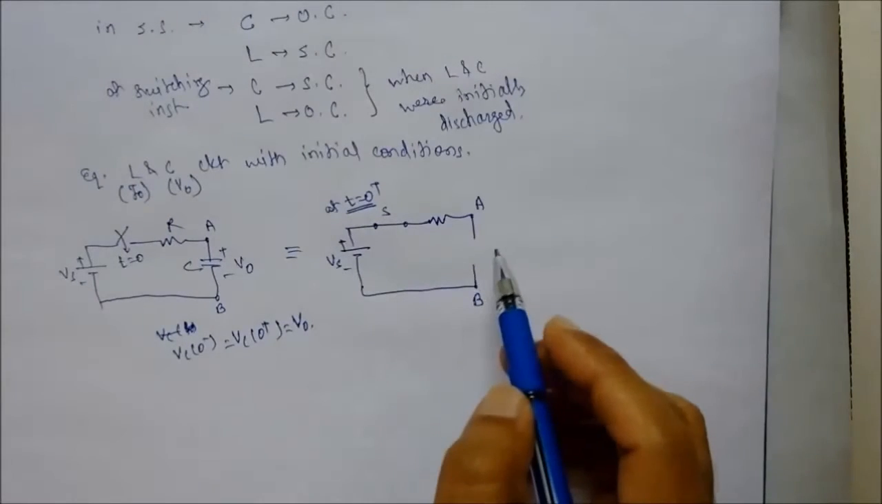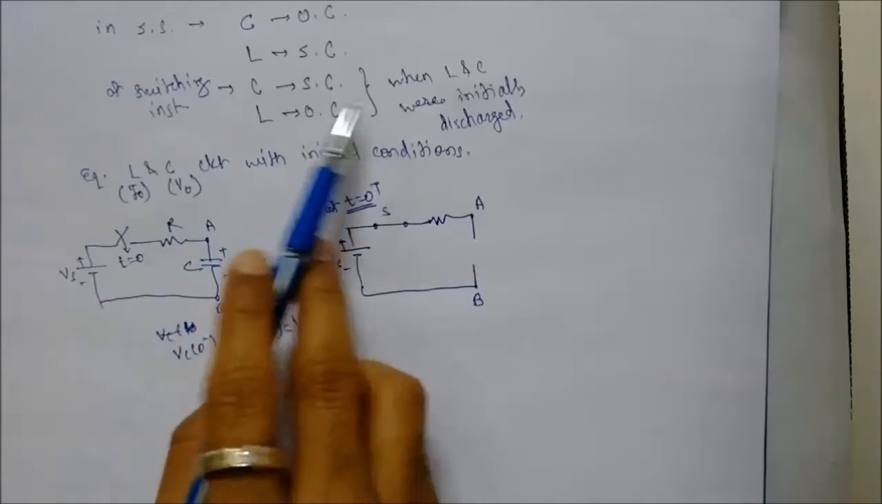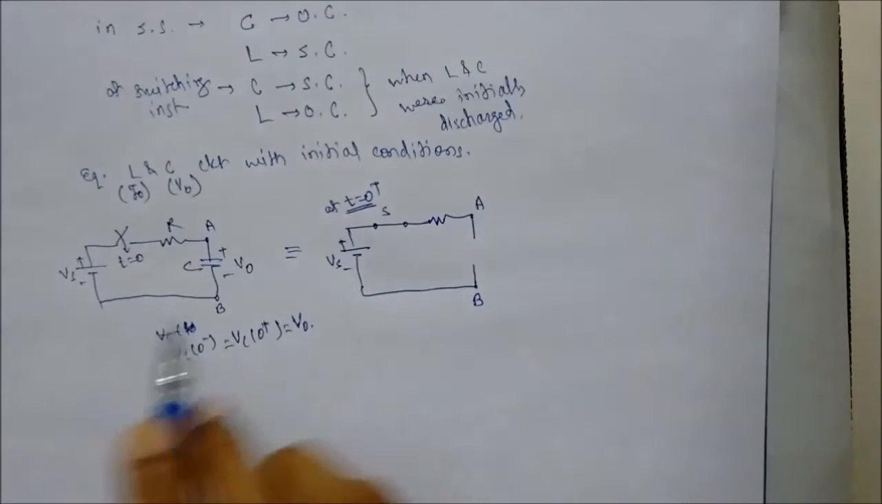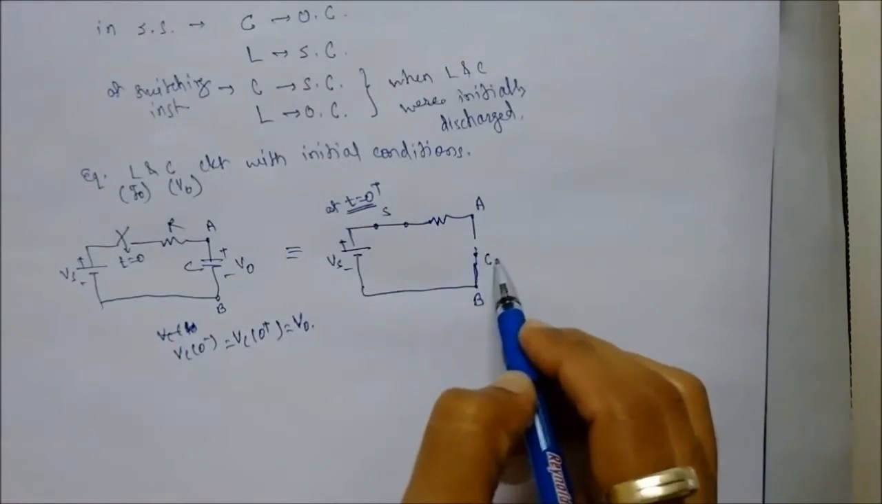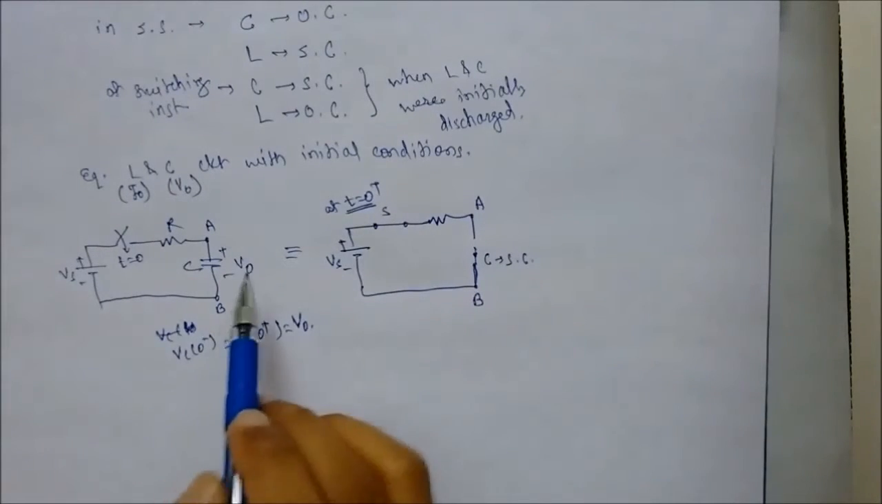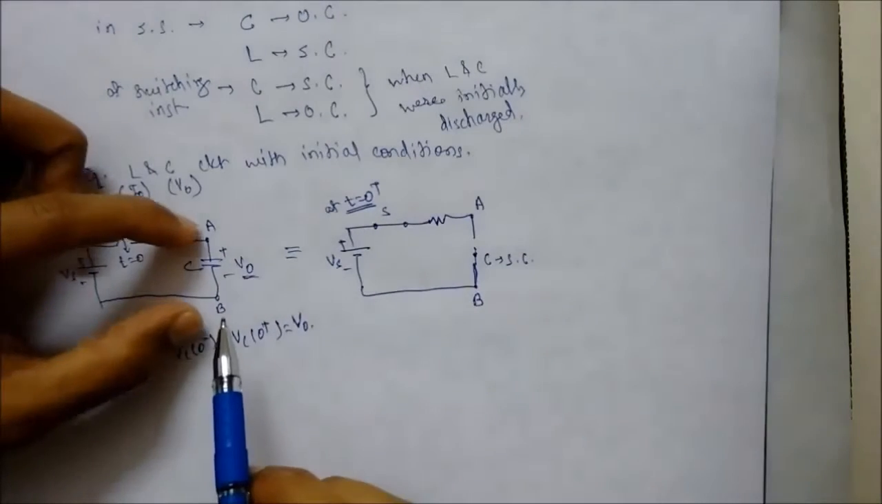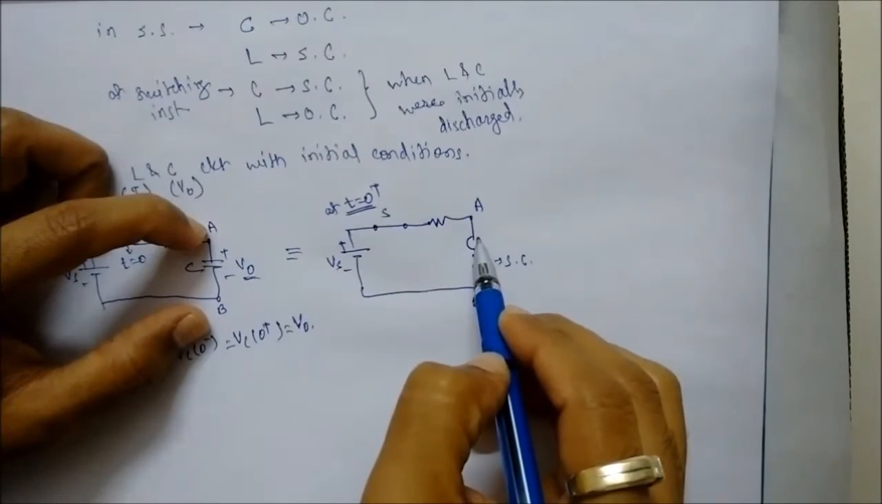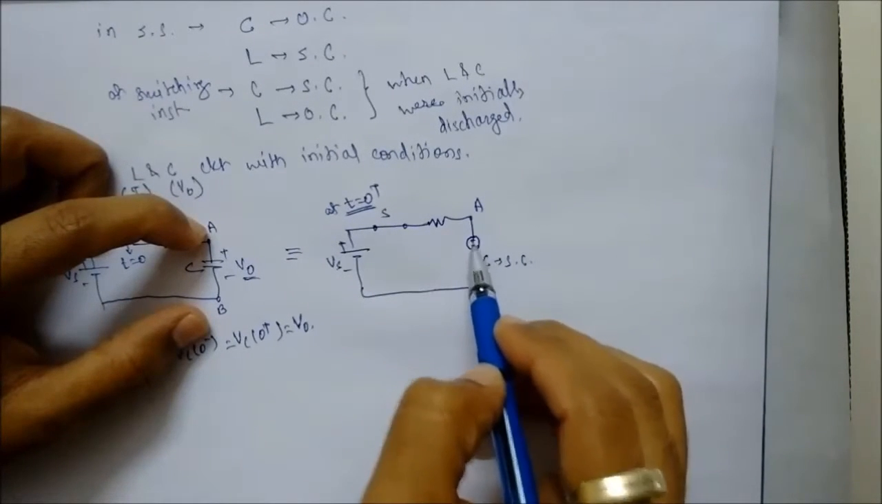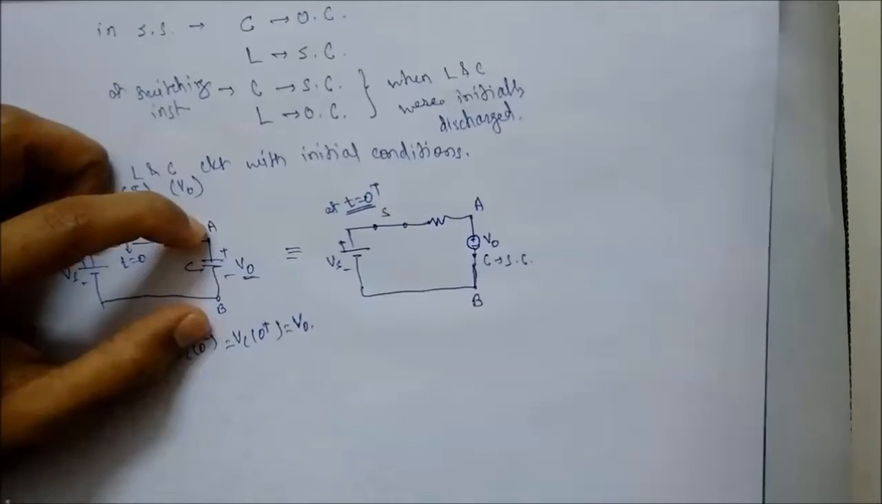Now at t equal to 0 plus, as we have seen, at the switching instant the capacitor acts as a short circuit. So let's say the capacitor is short circuited. But what about V0? It has to be there between the nodes A and B. That means it comes in series with the short circuited capacitor with the given polarity, plus minus V0.